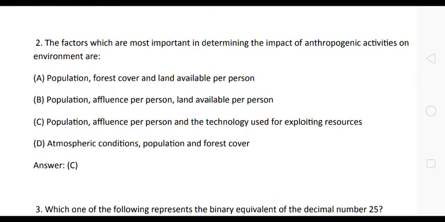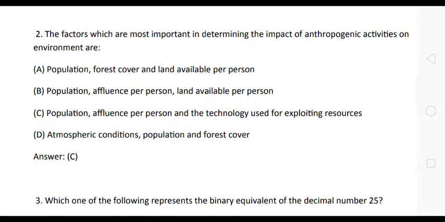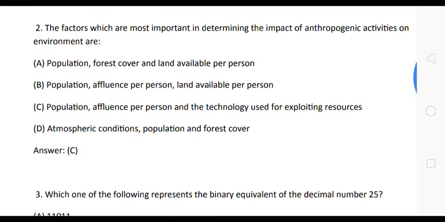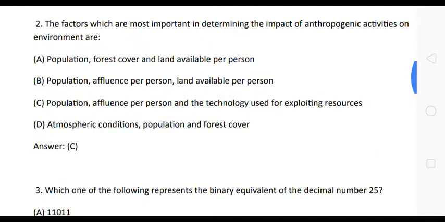Now let us see the next question. The factors which are most important in determining the impact of anthropogenic activities on environment are? Here the options are: Option A, population, forest cover and land available per person. Option B, population, affluence per person, land available per person. Option C, population, affluence per person and the technology used for exploiting resources. Option D, atmospheric conditions, population and forest cover. Here the correct answer is option C, population, affluence per person and the technology used for exploiting resources. Okay friends, option C is the correct answer.